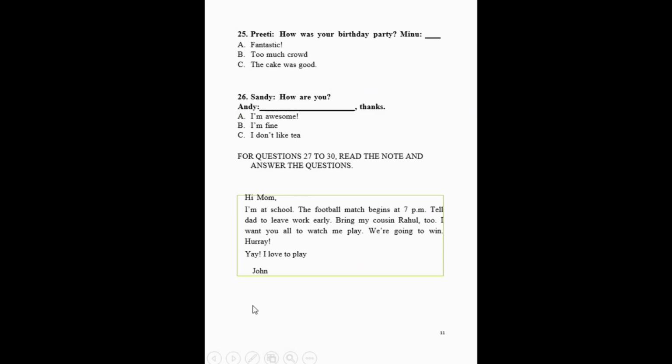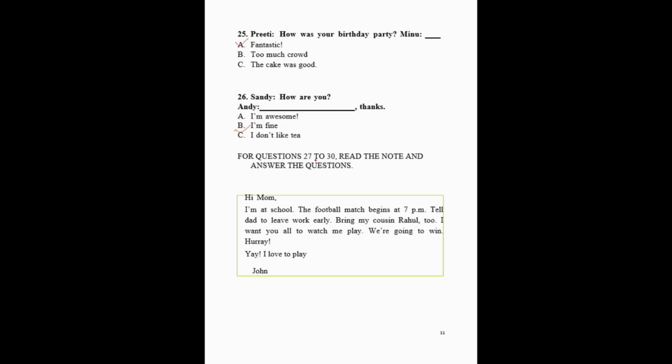Question number 25. How was your birthday party? Minu said, fantastic, too much crowd. The cake was good. So if you are throwing a party and somebody asks, you will say it was fantastic. Now Sandy says, how are you? Andy says, I'm awesome, I'm fine, I don't like tea. What will you say? I will say, I'm fine, thank you.